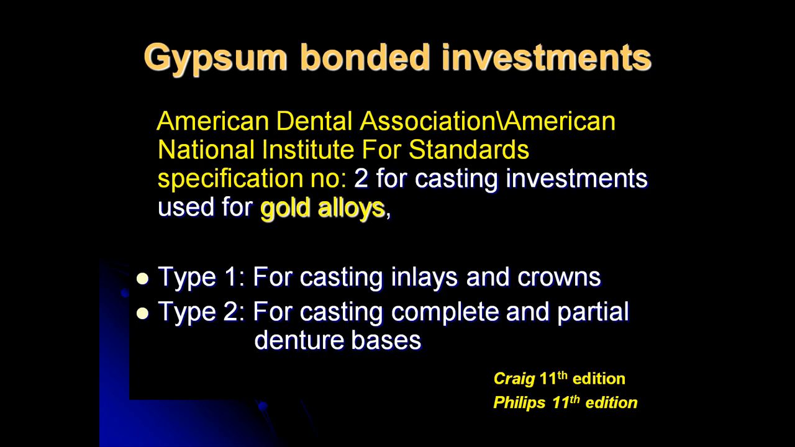It is of two types, as I've already told you. Next is the normal setting expansion, which is 0.5%. I repeat, the normal setting expansion of the gypsum bonded investment is 0.5%. Hygroscopic expansion of the gypsum investment material is 1.2 to 2%, and thermal expansion is 1 to 2%. These are very important points. Just keep this in mind and remember.